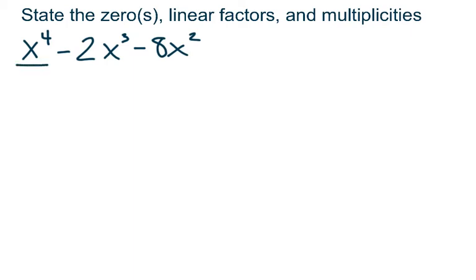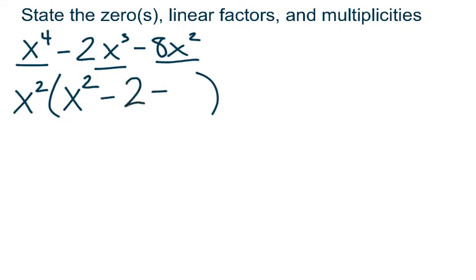This one has x to the 4th. This one has x cubed. This one has x squared. So its GCF is an x squared. That's the biggest common factor. So I'm going to take an x squared out of each term. I'm left with x squared minus 2x minus 8. This is an easy factoring problem.